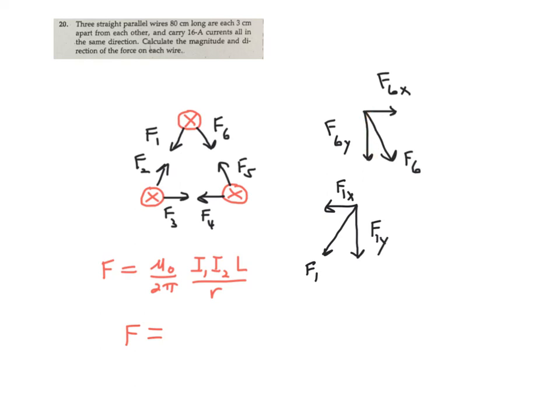And then the direction for the answer would be, each wire would have a force directly towards the center of the triangle. Inward. I think the answer sheet says inward. So the force would be inward. All three will have the same magnitude force towards the center of this equilateral triangle.